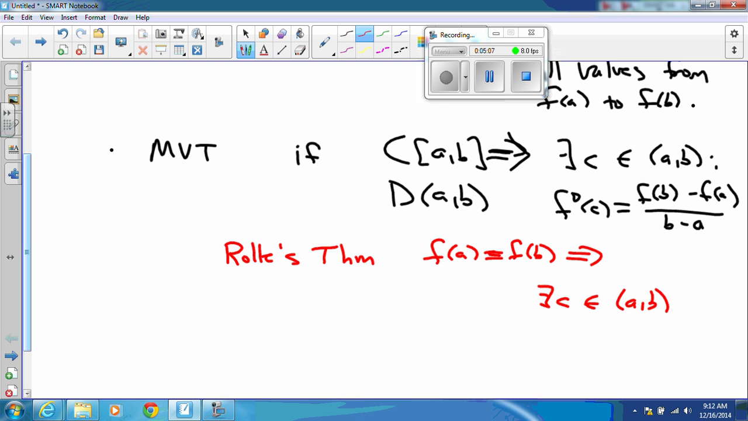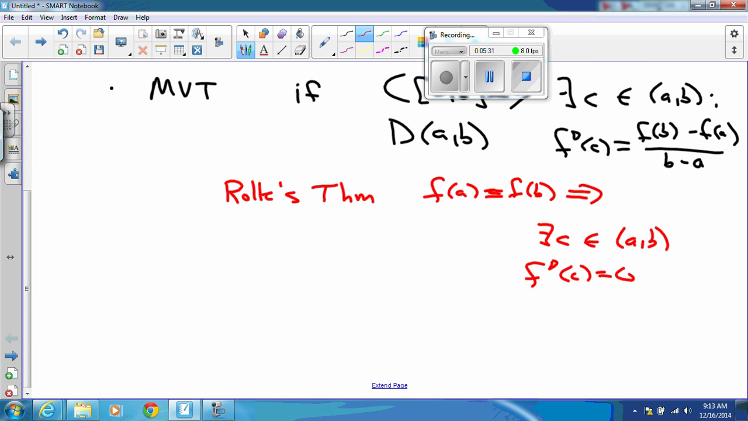From a practical computational standpoint, this makes a whole lot of sense. From a logical standpoint, it doesn't, because we use Rolle's theorem to prove the mean value theorem. So we can't really logically take Rolle's theorem as a special case of the mean value theorem, because the mean value theorem sits on top of it. So how did we prove Rolle's theorem?